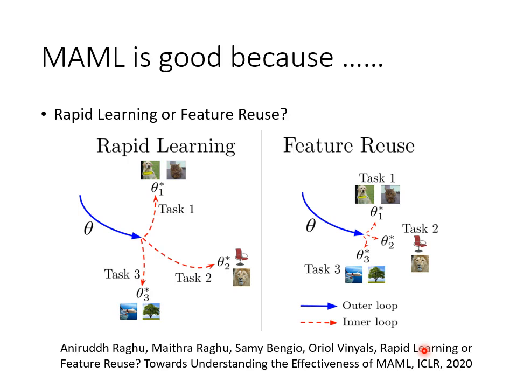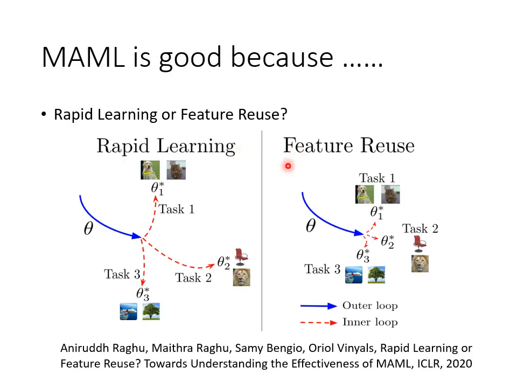And why is MAML good? There are 2 hypotheses. One is that the initial parameter learned by MAML can achieve rapid learning. So it is a good initialization, and this initialization can rapidly adapt to all the different tasks. Another possibility is that MAML is good at feature reuse. It learns a good representation, and this good representation can be used on all the different tasks.